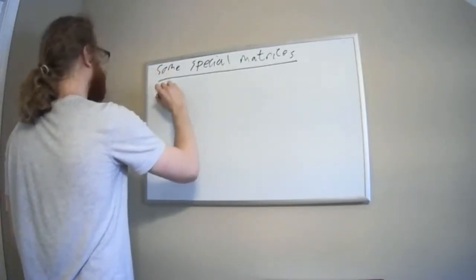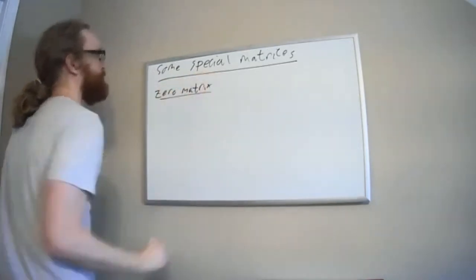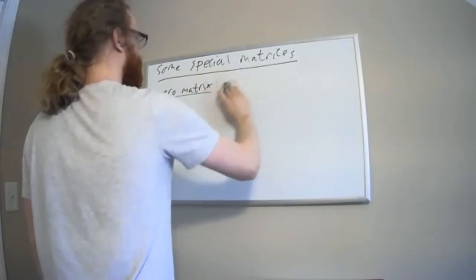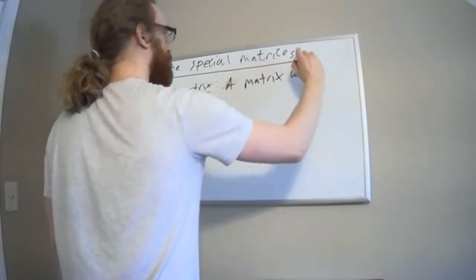So let's talk about the 0 matrix first. A 0 matrix is a matrix with all entries 0.